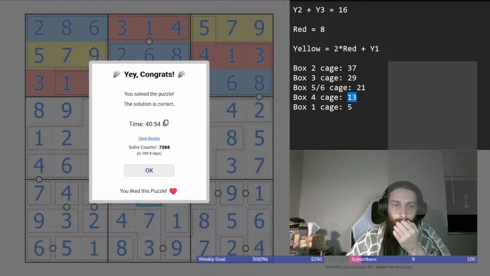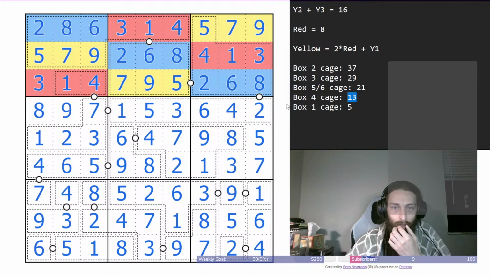I like this puzzle. Alright. I did like that puzzle. It was hard, but I liked it. Yeah. It probably would have been a little easier if we'd been mathing better, but... Yeah.